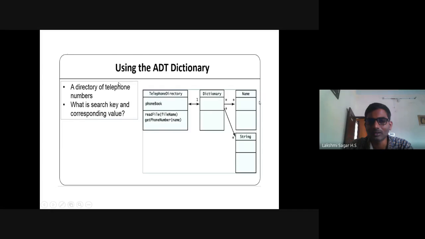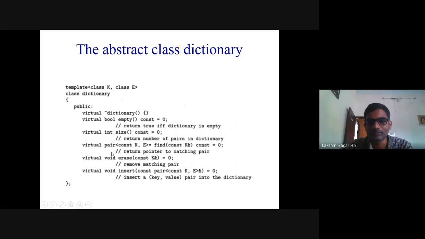This is one application of dictionary, a directory of telephone numbers. You can see the name acts as a key, and the string is associated with that particular key element. So this is the abstract class dictionary. We are using the class K and class E, a generic template.